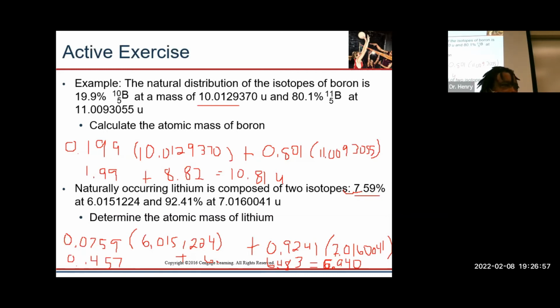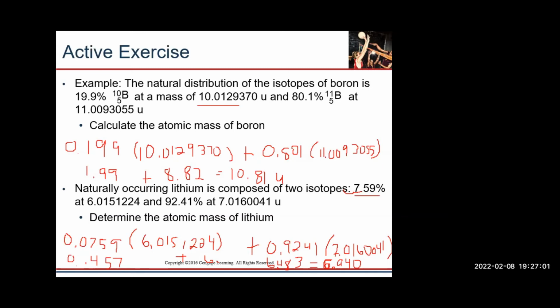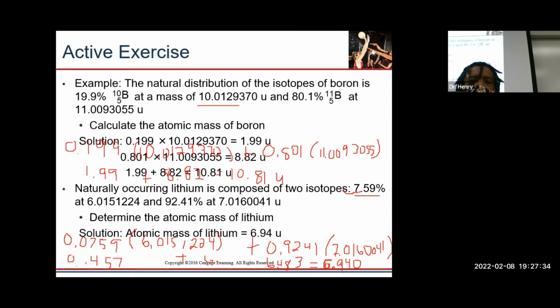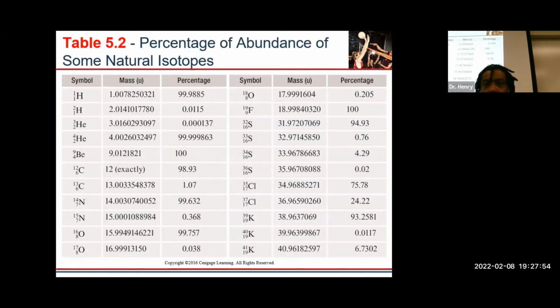Okay, questions? Is that a 6.0 or 9? That's 6.940. Not yet, sorry. 6.940. Just hold on one second. Okay, questions? No questions? Simple so far? Okay, good. So did you guys get 6.94? Okay. It's 6.940. Yeah, that 0 is for sig figs. So remember sig figs. That's right.